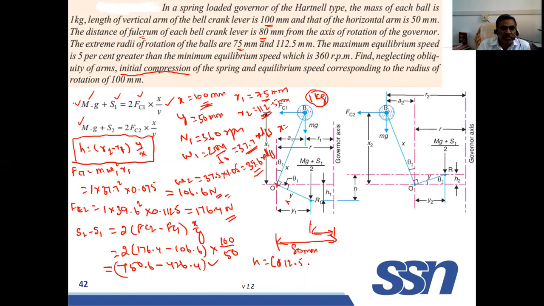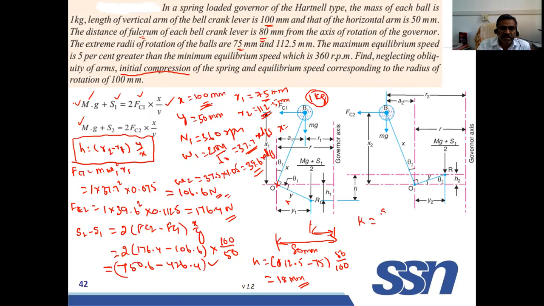112.5 minus 75 into y by x. Y is equal to 50 by 100. So this will be the value of H. H is equal to 18 millimeters. So now you can find the stiffness.